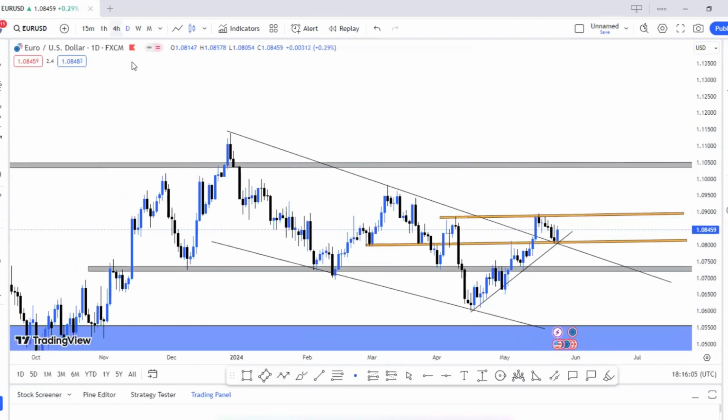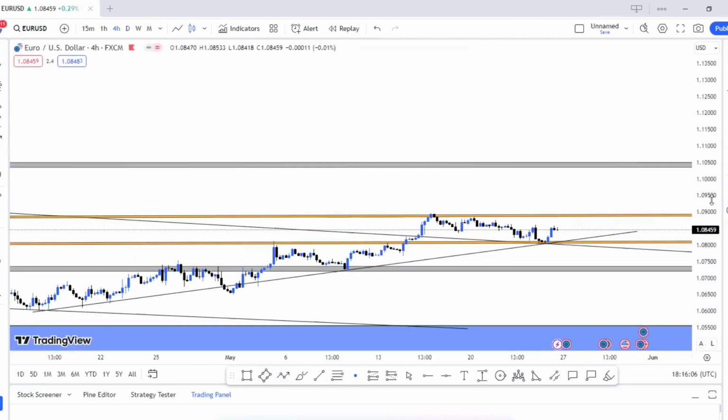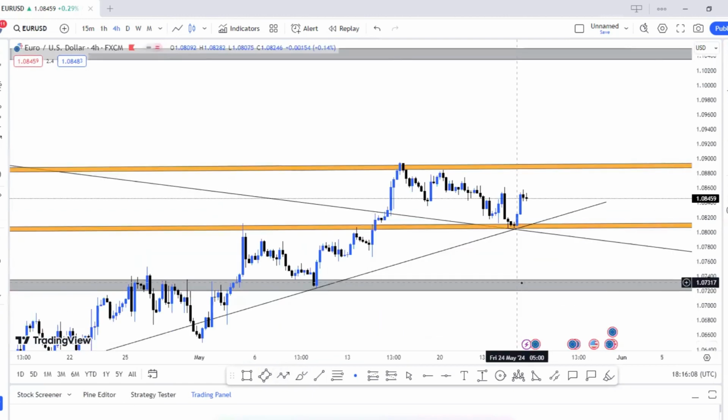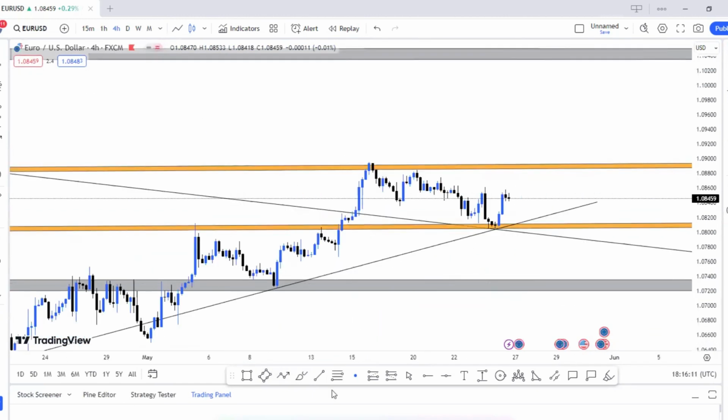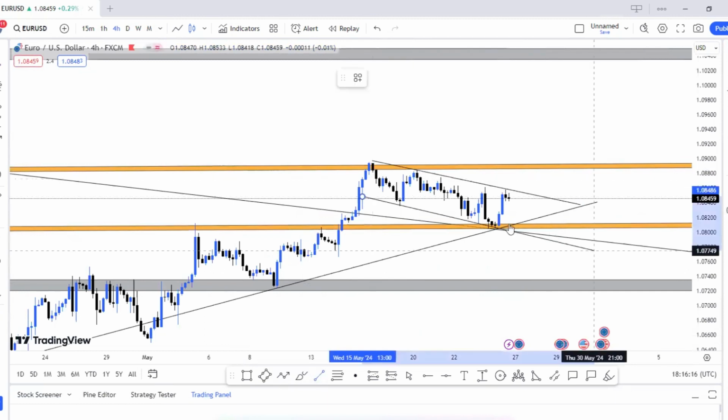So the 4-hour time frame is also showing us a mini flag right here. I'm seeing a mini flag here.